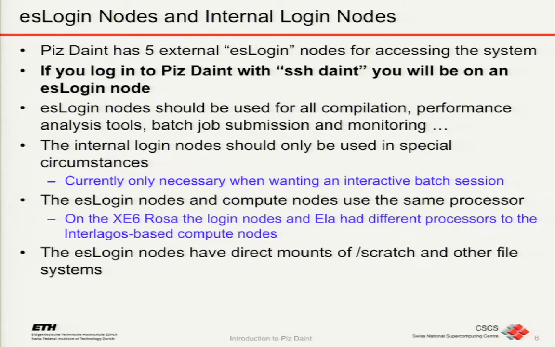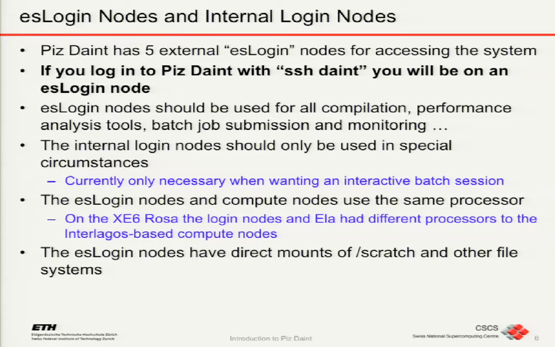So Piz Daint has 5 of these external ES login nodes for accessing the system. If you just SSH Daint, then you will be popped onto one of these ES login nodes. The same thing will transition, just I'll mention this, on Rosa in about a month or so's time. If you SSH Rosa, you will end up on login nodes external to the machine itself. But if you log in, you will be on these login nodes. If you need to get onto the internal login nodes, you need to ask for specific nodes.